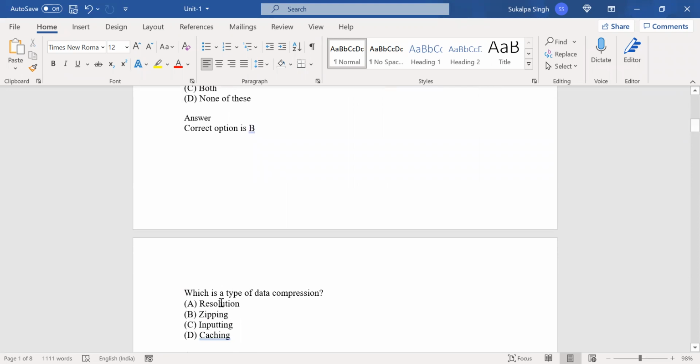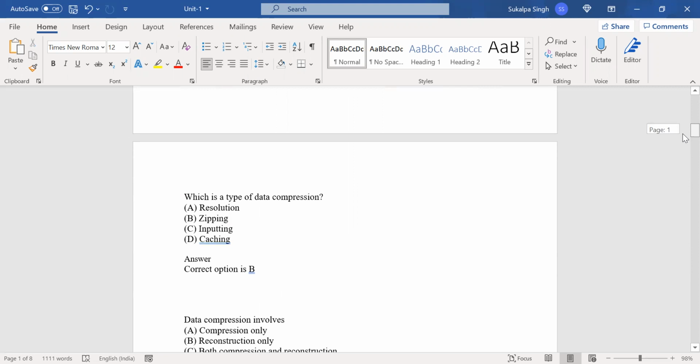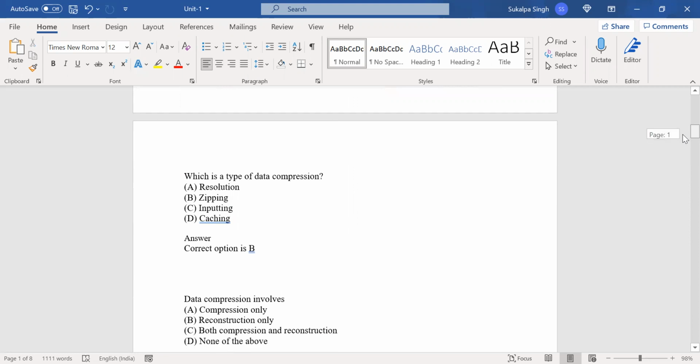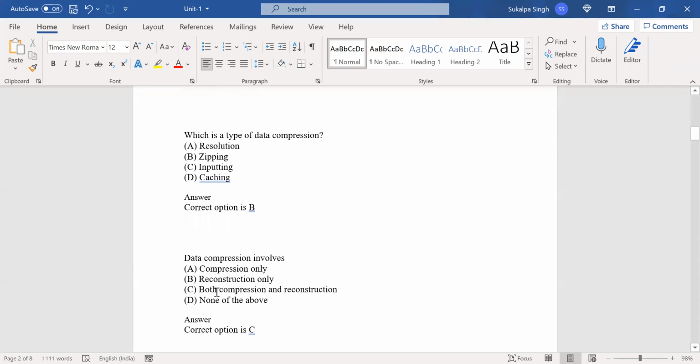Next is: what is a type of data compression? The options are resolution, zipping, inputting, and caching. You have to see in which the data gets compressed. Definitely that is zipping. When you share any zip file, you want to compress the size, so you can remember zipping is the correct answer. Next: does data compression involve compression only, reconstruction only, or both? It is both. It involves both reconstruction as well as compression.